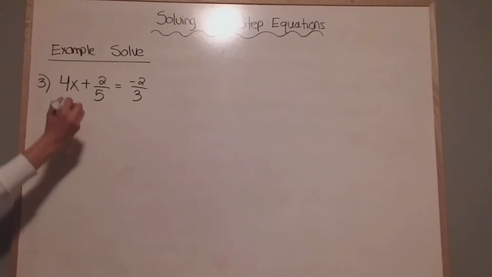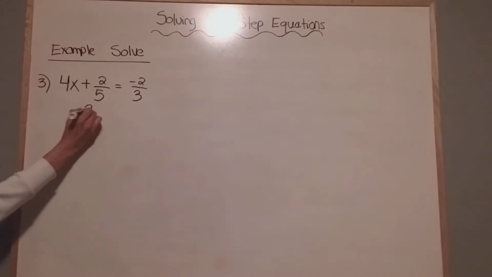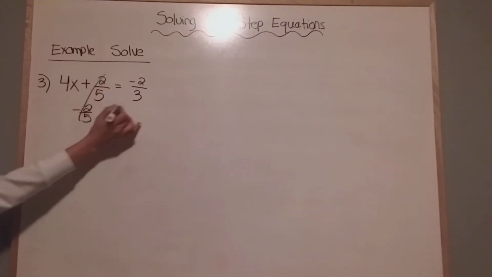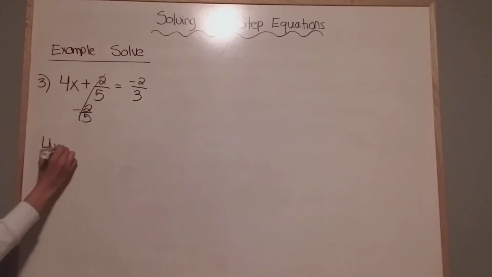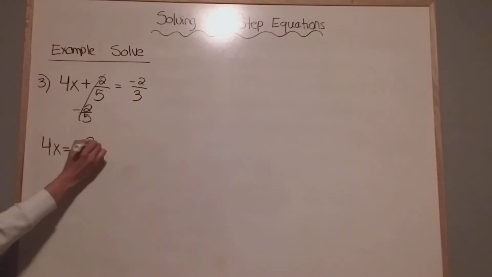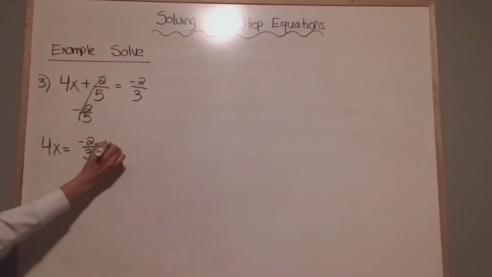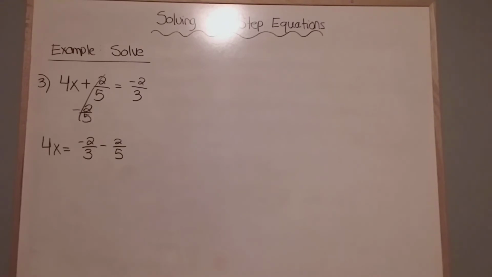So I take away 2/5 on this side. It'll cancel out. But I have to also take it away on this side. So it's going to be 4x is equal to negative 2/3 minus 2/5. Okay? And remember, when we minus fractions, we need to have a common denominator. So my common denominator in this case is going to be 15.